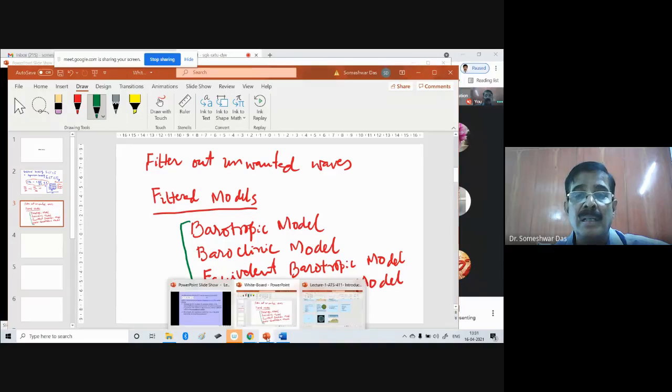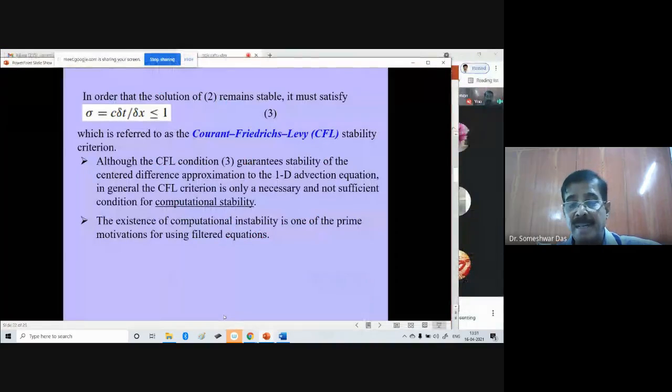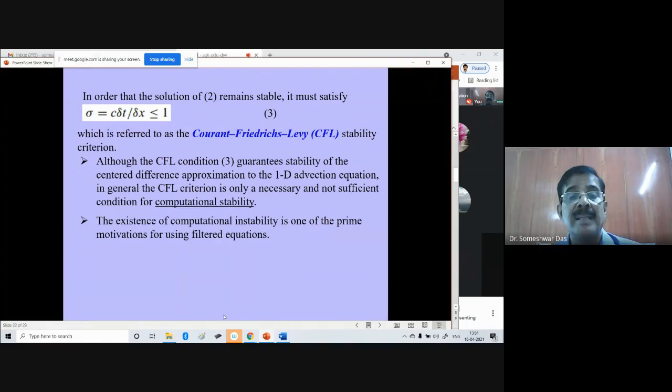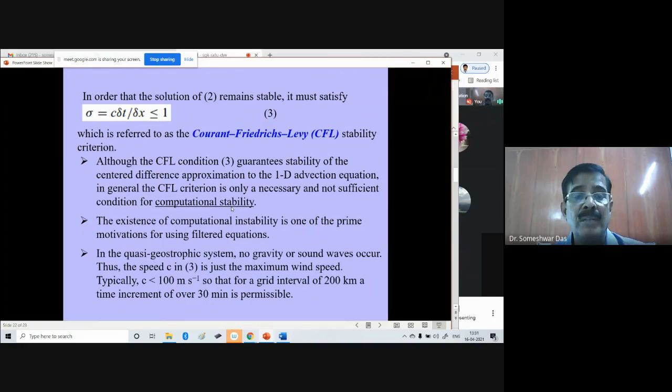So, as we said, if we don't filter out the models, then the solution becomes unstable, and that kind of instability which results because of the computational problem is called the computational instability. Okay, called the computational instability. Right? In the quasi-geostrophic system, you know what is quasi-geostrophic? Yesterday we also talked about that. No gravity or sound waves occur. Okay, they are filtered in the quasi-geostrophic system.